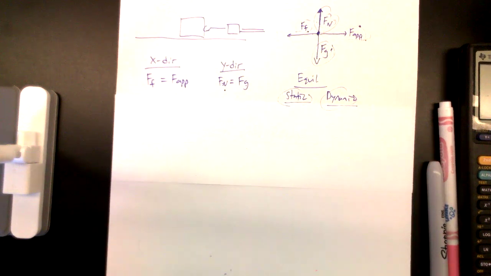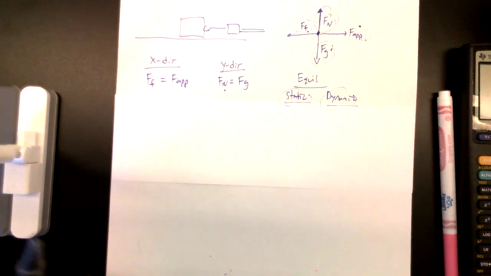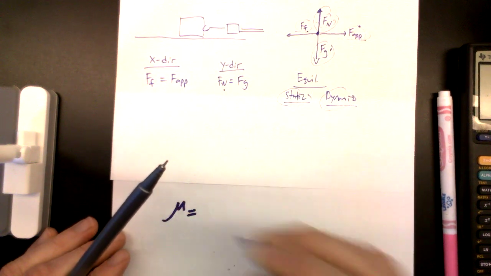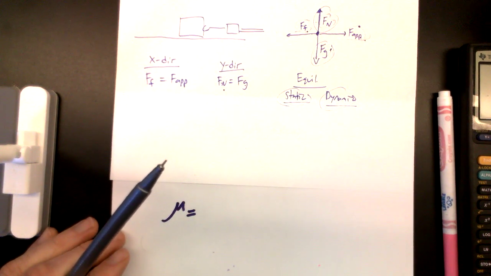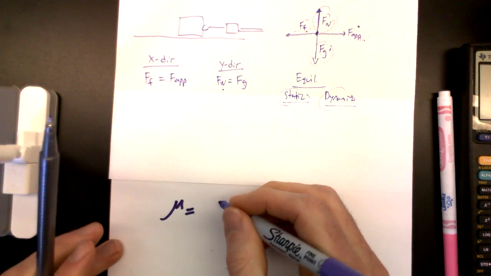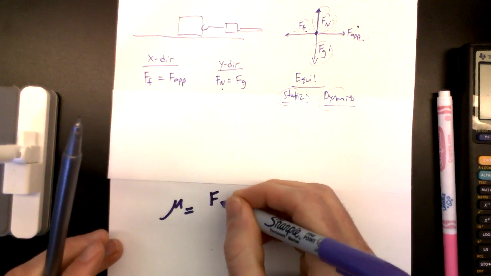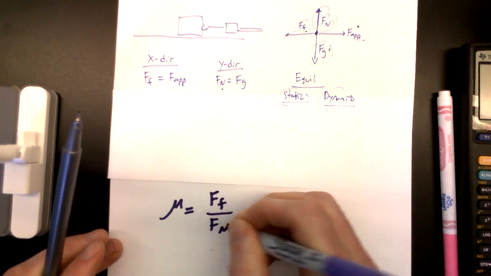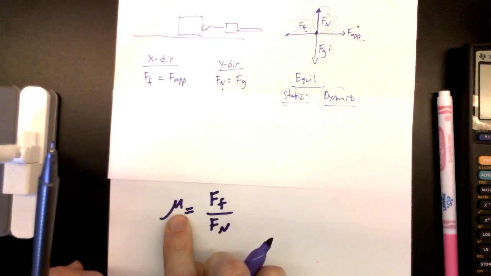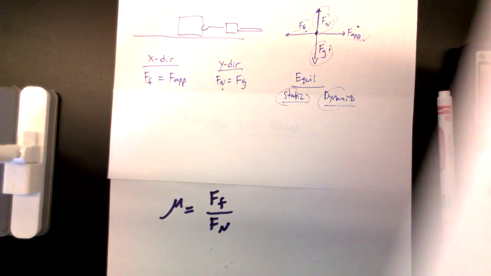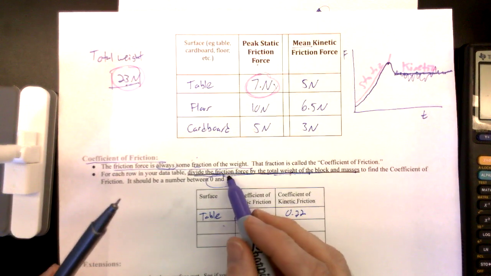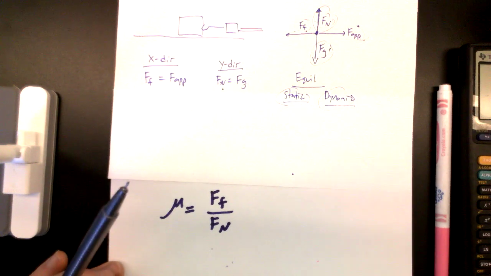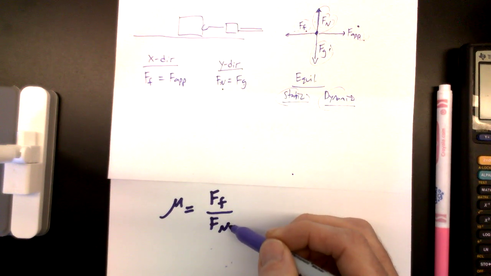So the real definition for coefficient of friction, if I have mu here, if I want to find out what the definition is, it's actually going to be the normal force involved instead of the weight. So we're going to take the friction force divided by the normal force, and that's going to tell us our coefficient of friction. Once again, going back to our data, I had you divide the friction force by the weight, but the real definition is the friction force divided by the normal force.